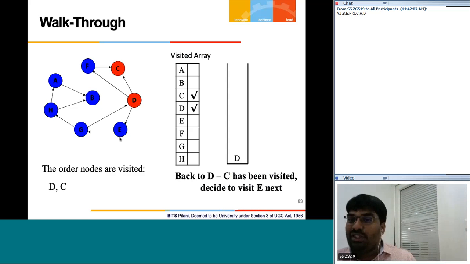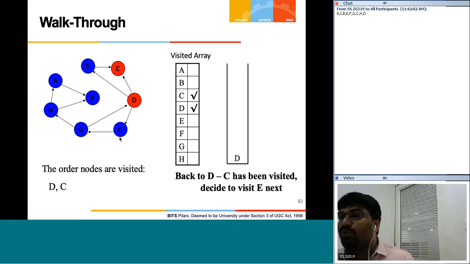So now, what is the top element in your stack? No, C is popped out here. So D is the top element. What are the adjacent vertices of D? Yeah, E, F and C. You are correct. Again, we have come to the starting point. E, F and C. Now, C is already visited, so I am not going to visit it again, so I have to visit E.